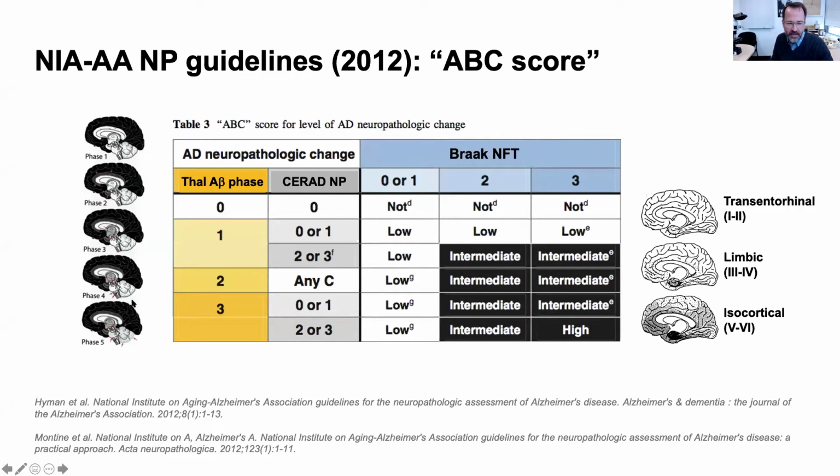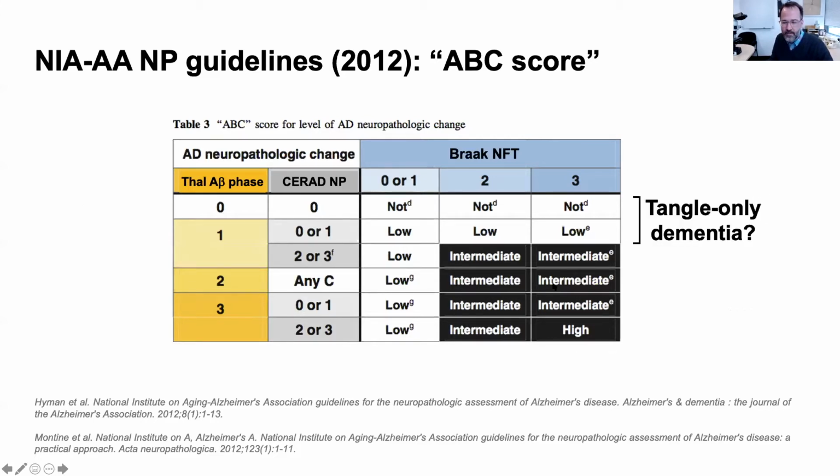This is the Thal phase here. There's another version of the plaque staging called CERAD, where you take the regional distribution of your plaques, and then you come up with a probabilistic statement of the likelihood that this patient has Alzheimer's disease symptomatology or burden. The problem is these patients fall into this category: no amyloid, but lots of neurofibrillary tangles.